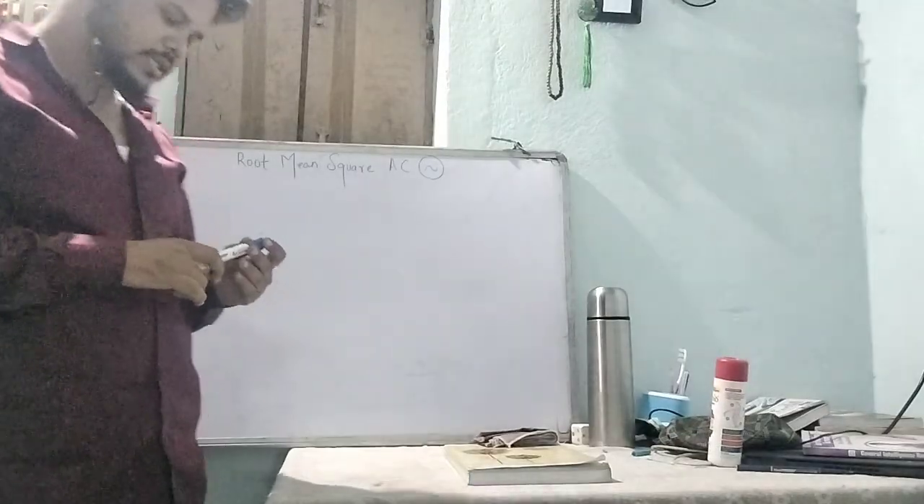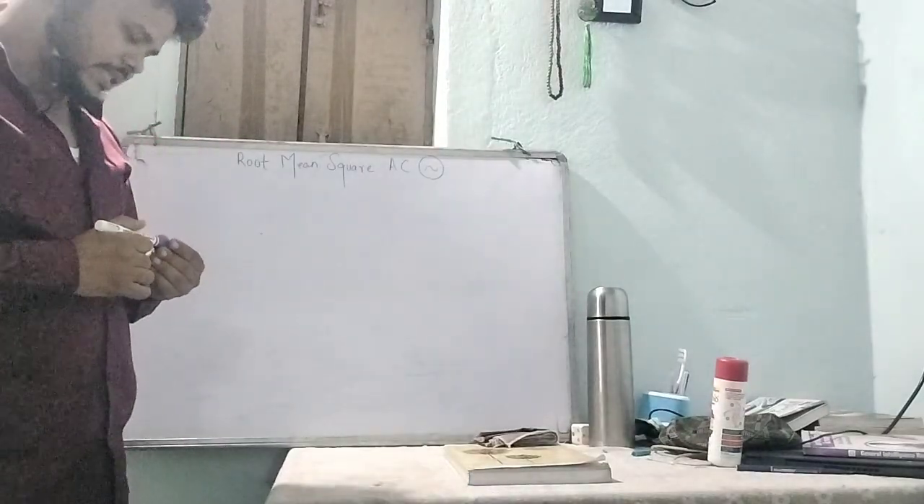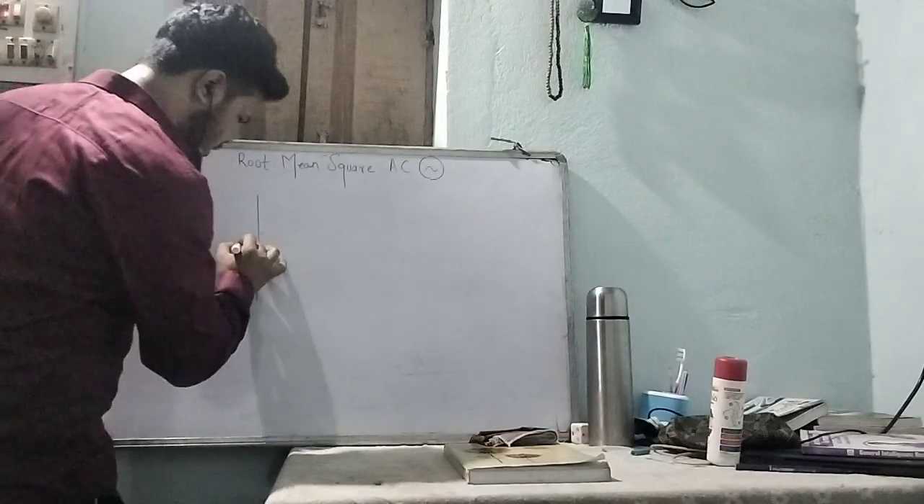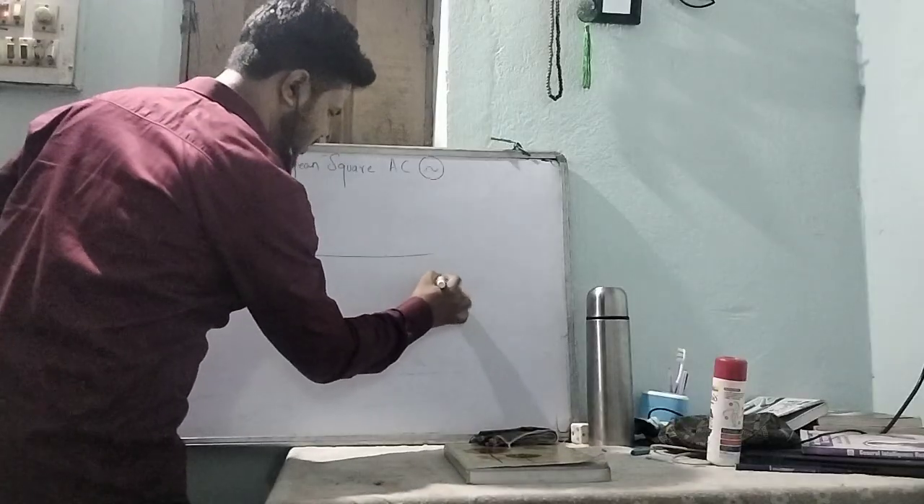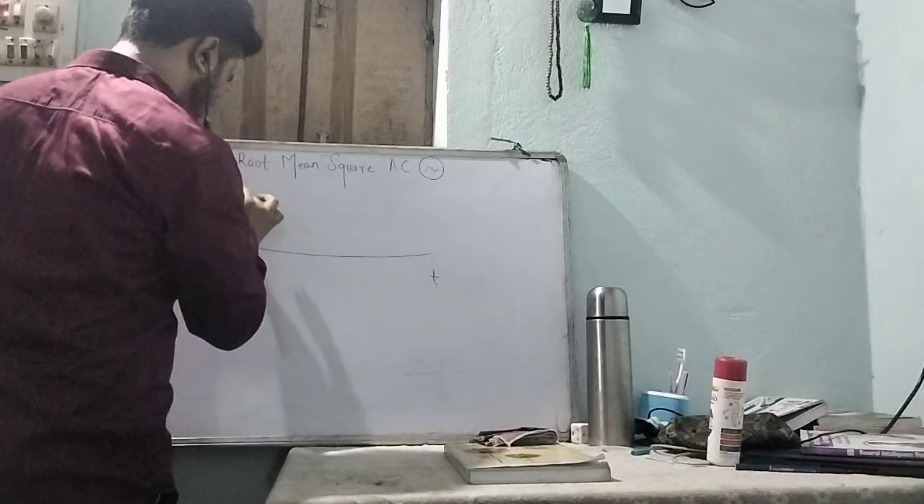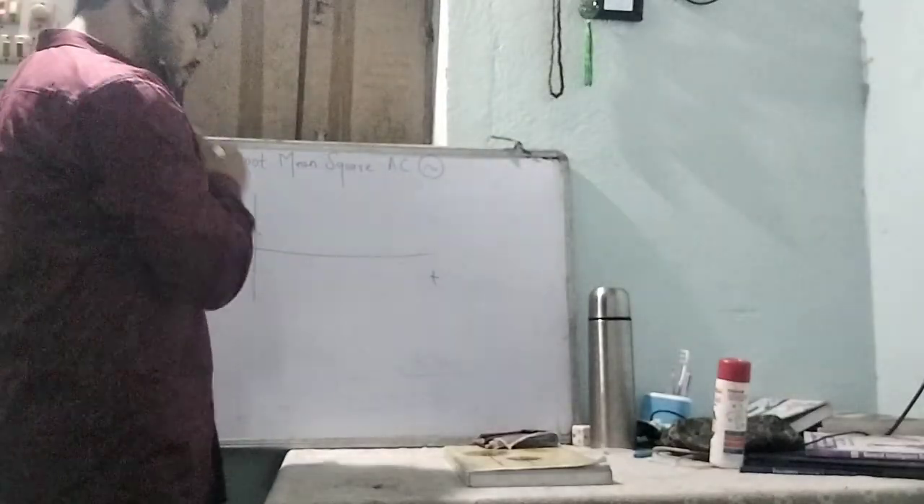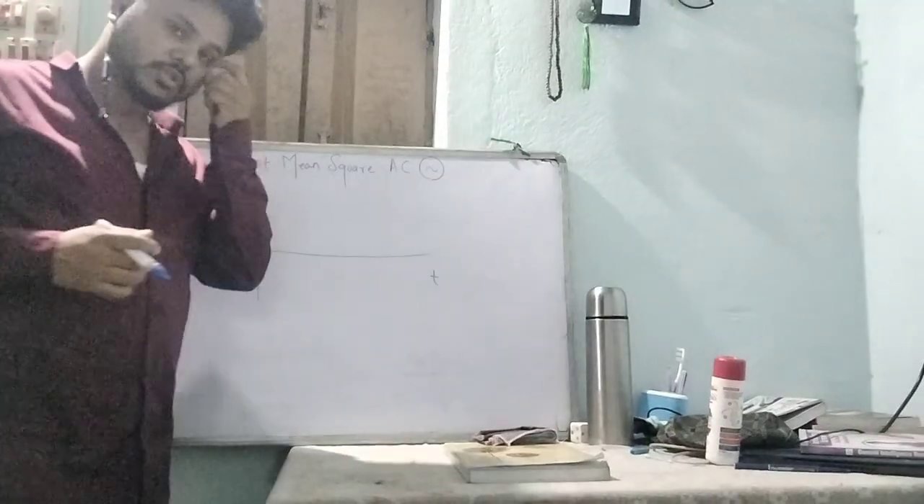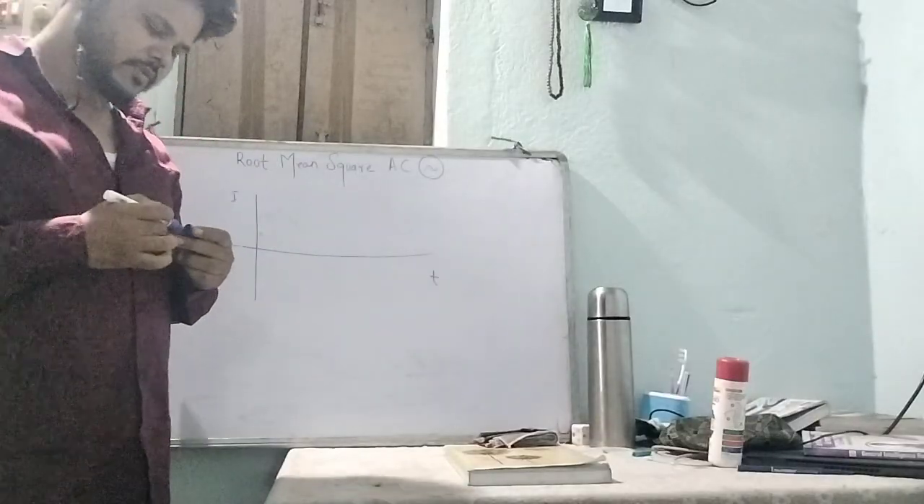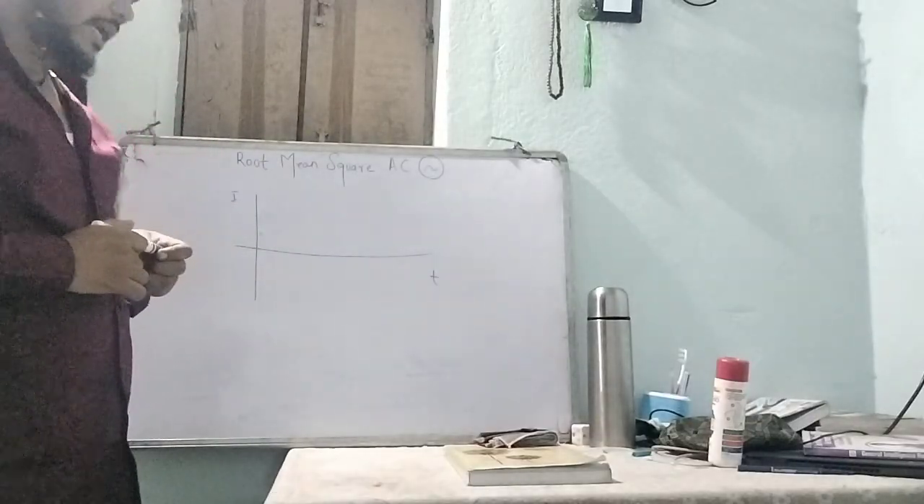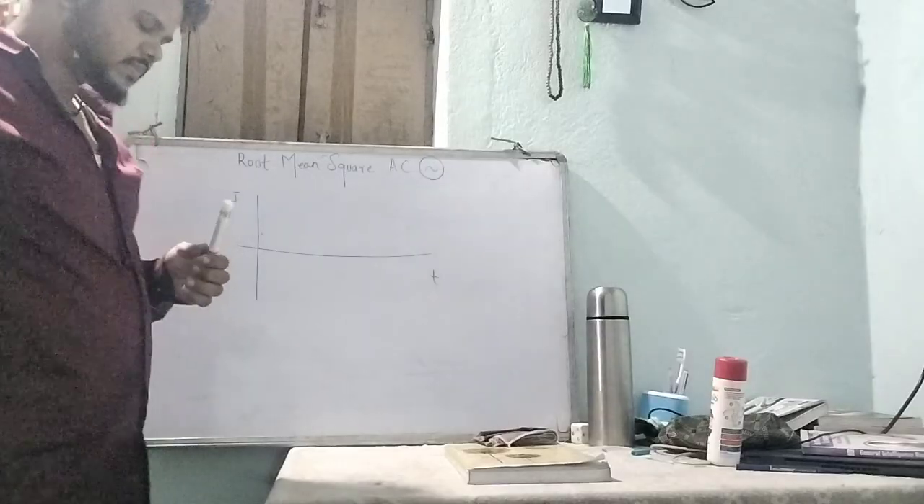So the first thing first, what is an alternating current? By definition, it's a kind of current whose value changes over time. Let's say this is the time axis and this is the current axis. In case of DC, what happens? The current is constant over time, at time t equals 0, t equals 2, t equals 3. At every point of time, the current is the same.